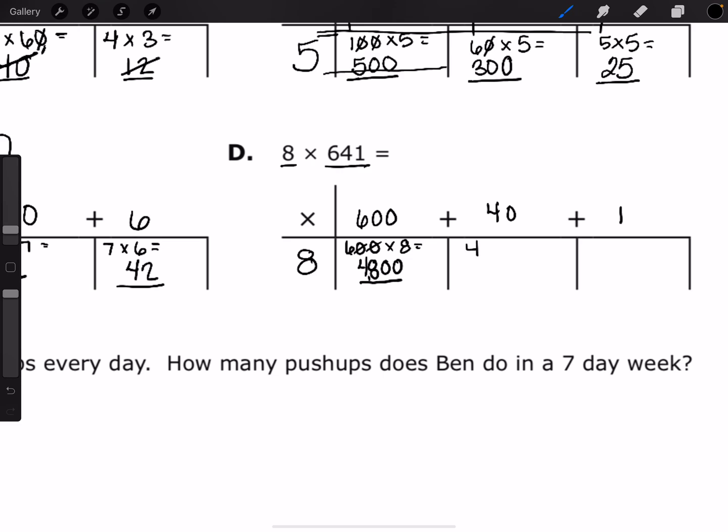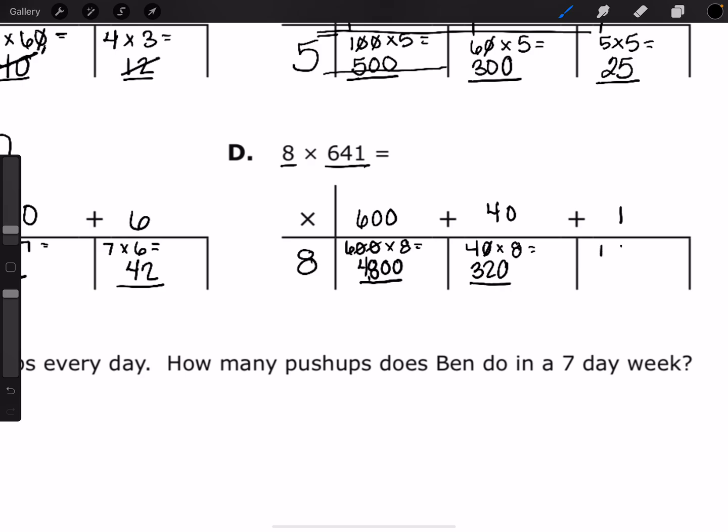Now we have 40 times 8 equals 8 times 4, so 4 groups of 8. We can do skip counting, we can use a number line, whatever we need to get there. Let's do 4 groups of 8, so let's count up 8s. 8, 16, 24, 32. So we have 32, and we took off that 0, so now we need to replace it because it's not just a 4, it's 4 tens. This is our second partial product.